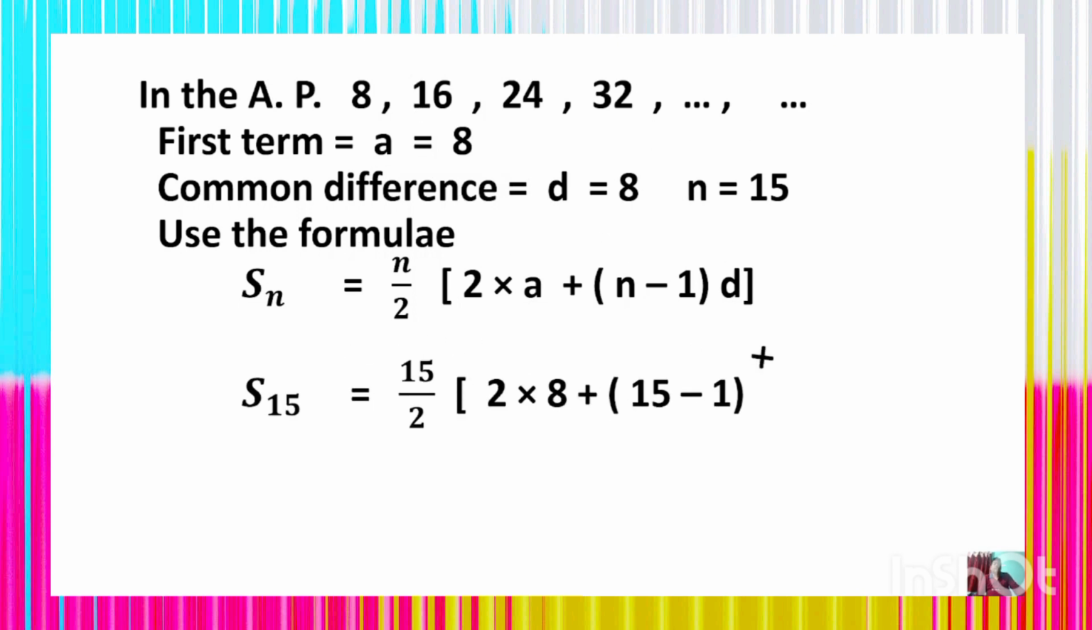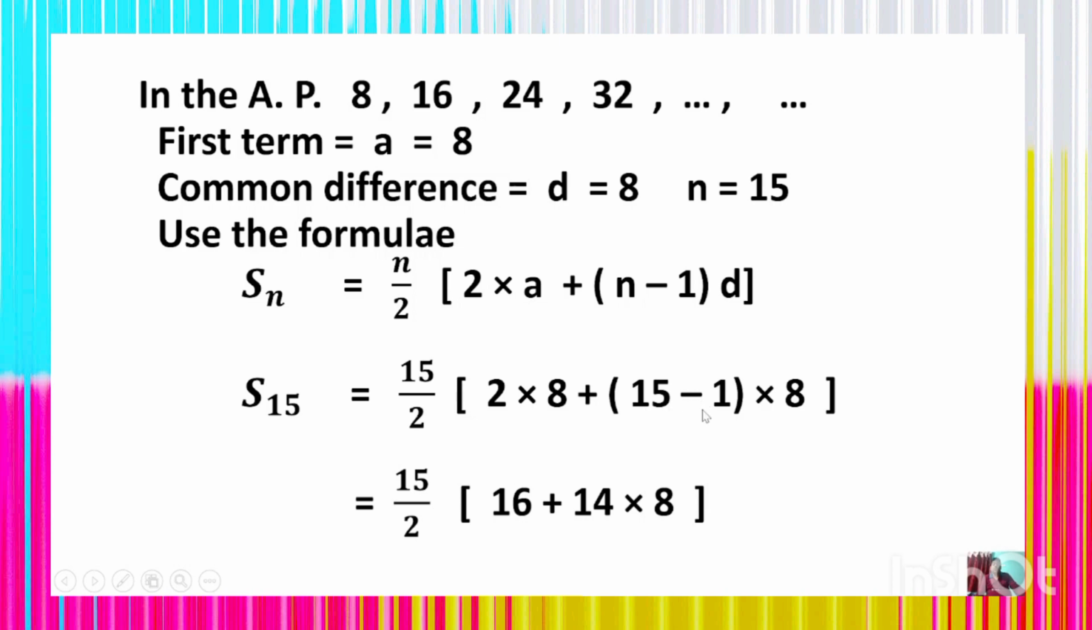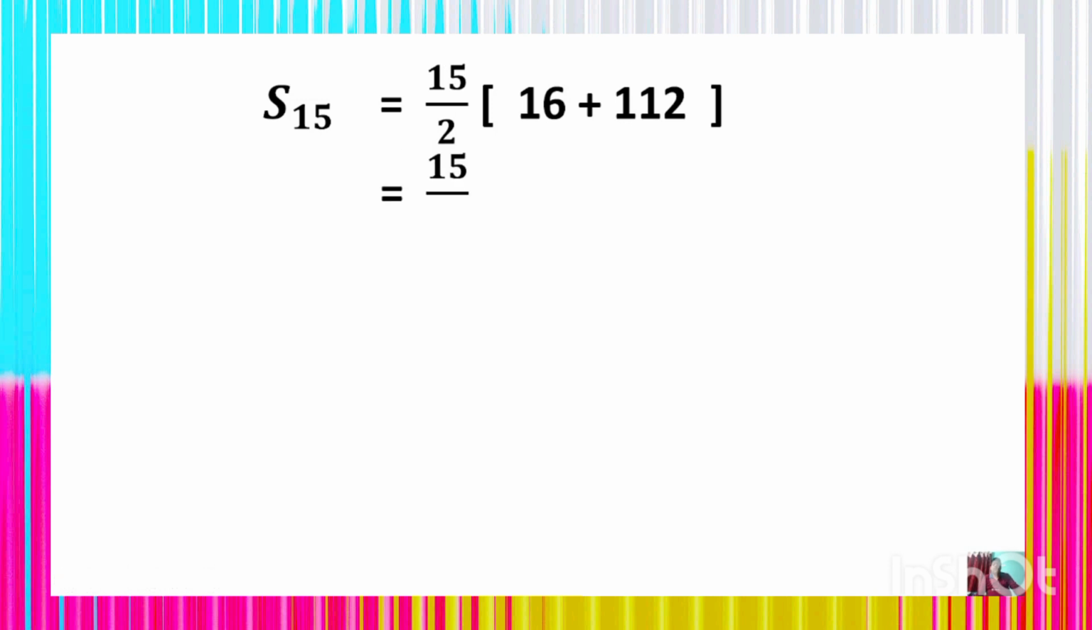In the place of n, you can write 15. So, S15 is equal to 15 upon 2 whole into 2 into 8 plus 15 minus 1 whole into 8, by putting the value of a and d. Thus, 15 divided by 2 whole into 2 times 8, which is 16, plus 14 multiplied by 8. Thus, you get S15 is equal to 15 by 2 whole into 16 plus 112, which is 128.